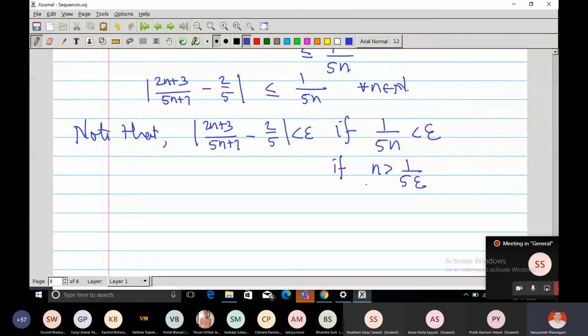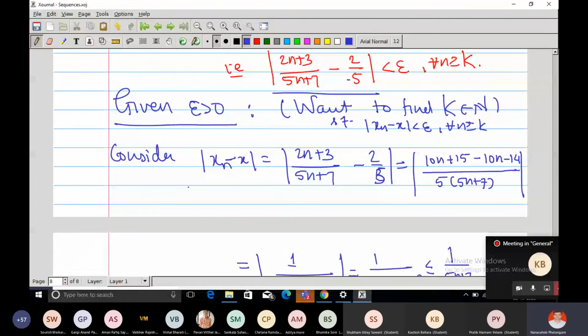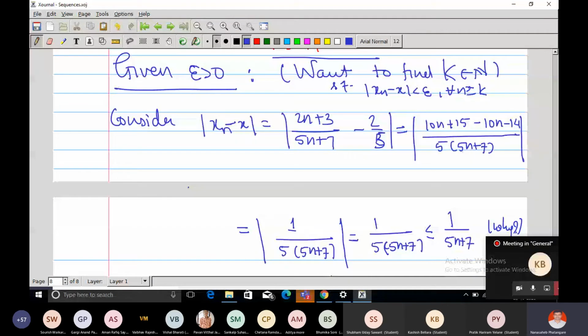Now can we guess what is the choice for k? It should be greater than 1 upon 5 epsilon. Right, very good. So thus choose k belonging to natural numbers with k greater than 1 upon 5 epsilon. And is this a well-defined value of k? Well-defined means, can we produce k? Yes, by the Archimedean property. And epsilon is already given; your friend has given you epsilon. Epsilon is a known quantity, epsilon is in our hand. If you pick up a glass and the glass is in your hand, then certainly you can get the water.